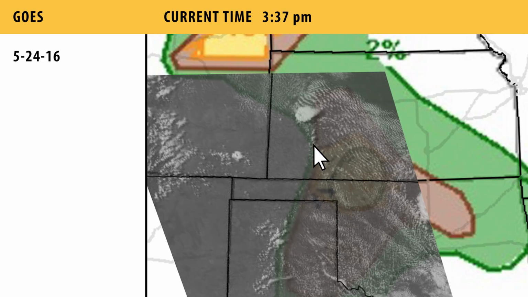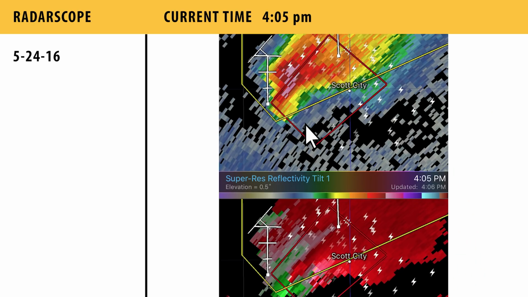3:37 GOES, and we've got this cell up here in this 2%, 5%, on the northern end of that low. And here's a closer look at that cell. Look at how you've got these two areas of gate-to-gate shear. It looks like a cyclic supercell.